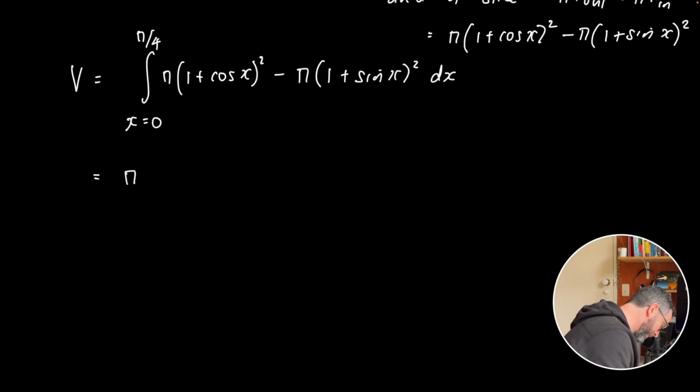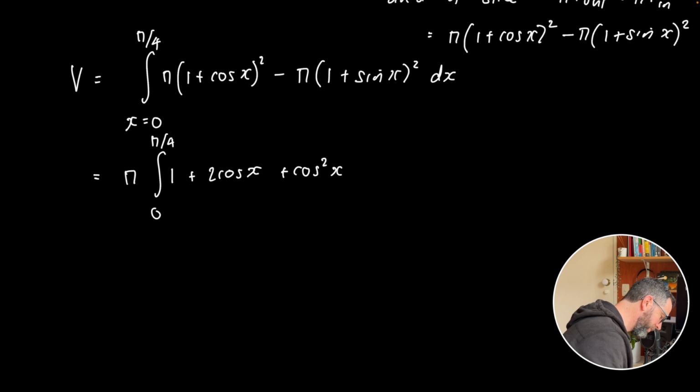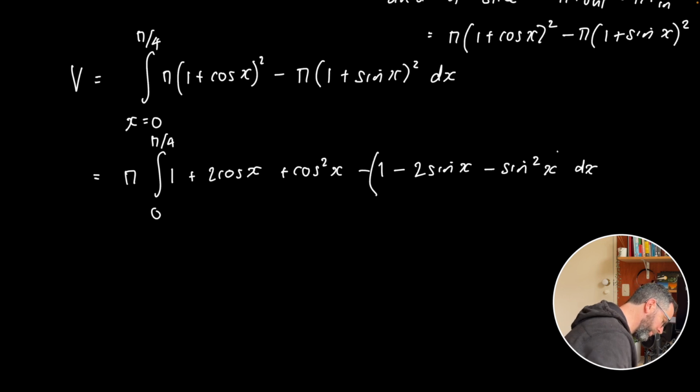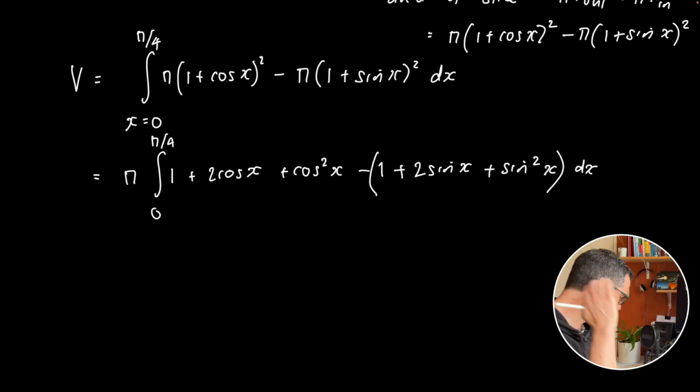I'll take the factor of pi out the front, integral from 0 to pi over 4, and it's going to expand out these squares. It's going to have 1 plus 2 cosine x plus cos squared x minus, and I'll expand the other square out as well, 1, now these are all going to be minus because they're all multiplied by that negative, minus 2 sine x minus sine squared x dx. Okay, maybe that's a clearer link to the previous line. That's expanding out the squares.